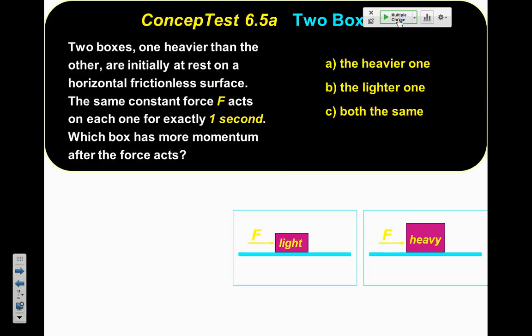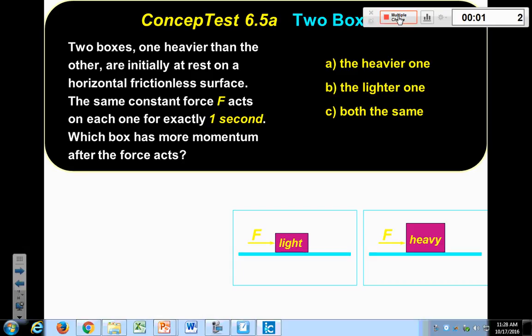Two boxes, one heavier than the other, are initially at rest. The same constant force acts on each one for exactly 1 second. Which box has more momentum after the force acts? Y'all can see? Yeah, you can see that.